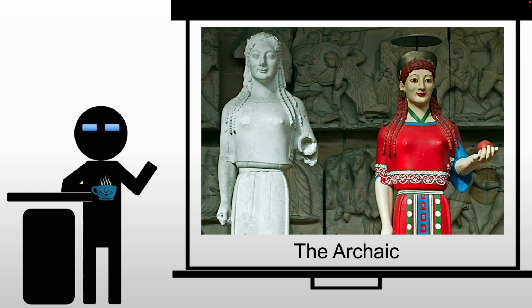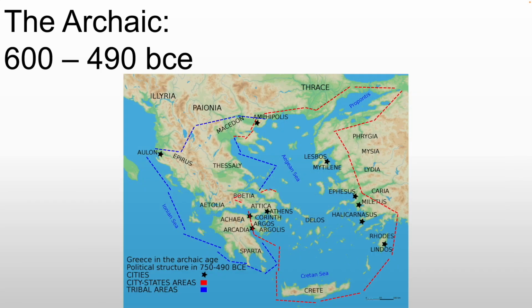The next period we're dealing with is known as the Archaic, and you're going to see lots of smiling figures. We'll get into that in a minute. This is roughly 600 to about 480, 490 BCE. Now that date, 480, 490, is the Persian Wars.